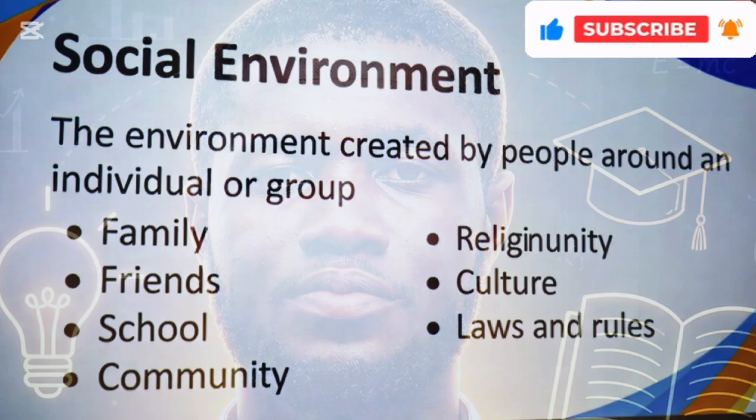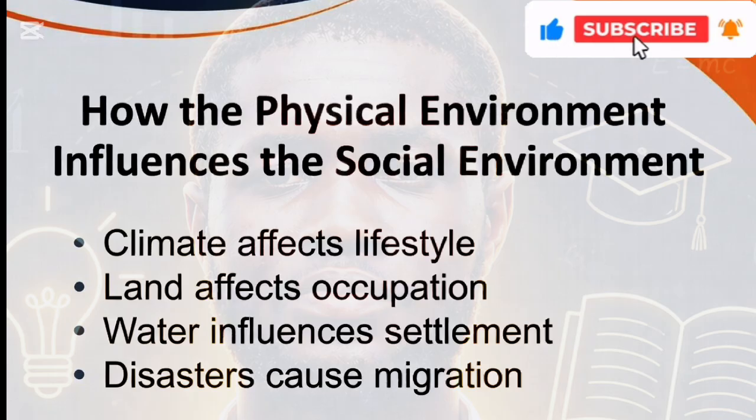These are social environment. Now let's continue by looking at how the physical environment, the things that we can see and touch, influence the social environment. Number one, climate influences lifestyle. Climate is a physical environment. The rain, the sunshine, these elements of weather are all part of physical environment, and we are saying they influence lifestyle. So let's take this example.